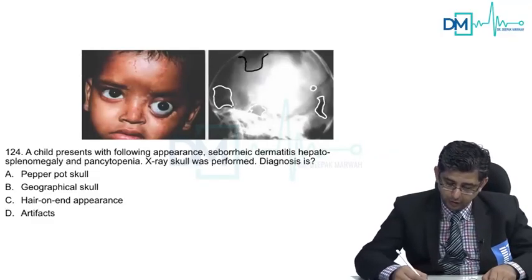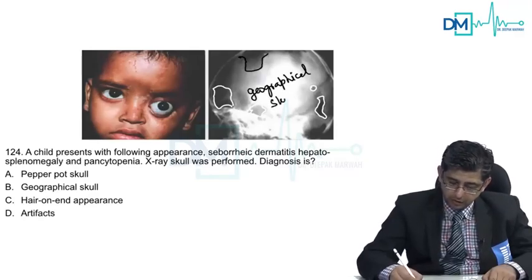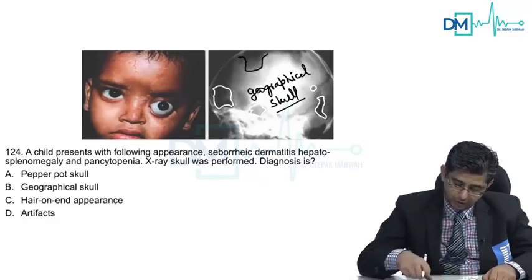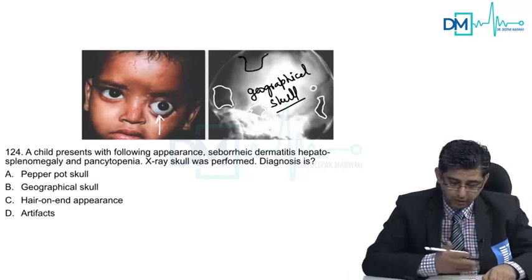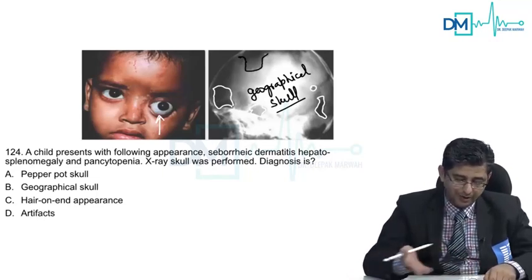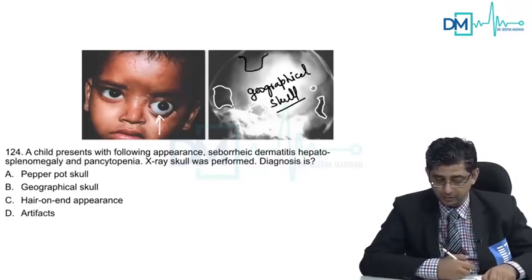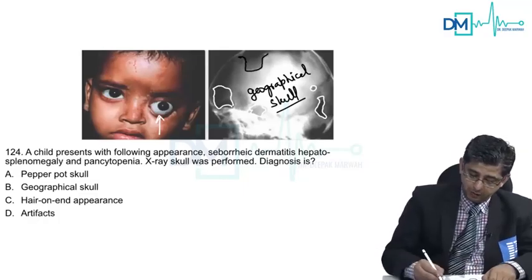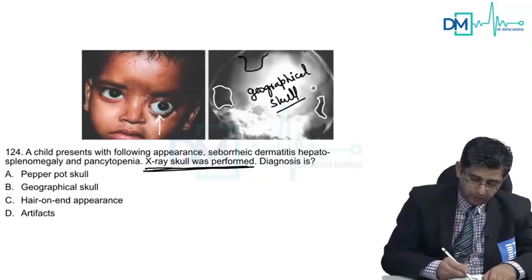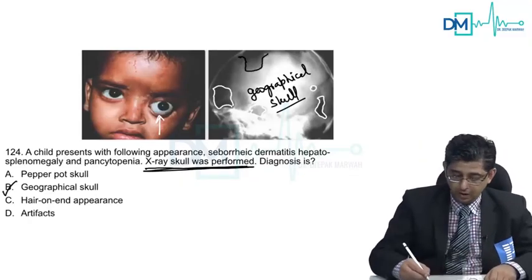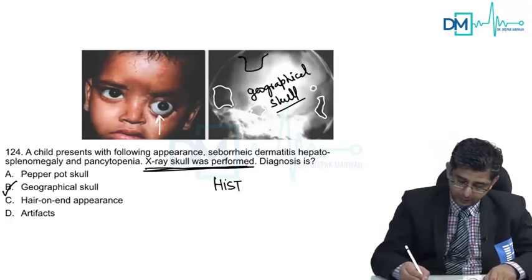Whenever you read the statement geographical skull, the disease which has to come to your mind is histiocytosis X. You can also notice unilateral proptosis in the patient, which is also seen with histiocytosis X. Initially, the history looked like a blood cancer, with hepatosplenomegaly and pancytopenia. In a late presentation, it could have been myelofibrosis, for example. But because the question mentions an X-ray skull showing a geographical skull, the diagnosis is histiocytosis X.